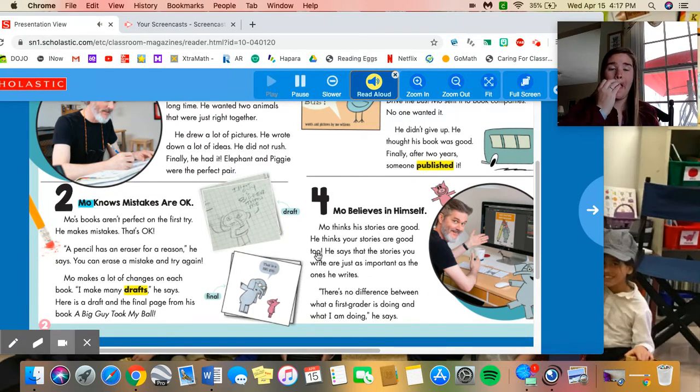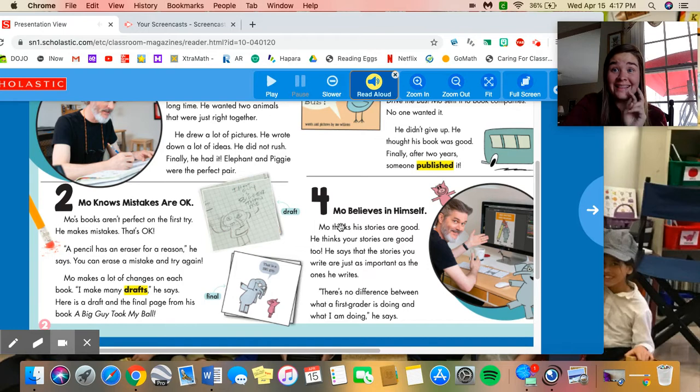2. Mo knows mistakes are okay. Mo's books aren't perfect on the first try. He makes mistakes. That's okay. A pencil has an eraser for a reason, he says. You can erase a mistake and try again. Mo makes a lot of changes on each book. I make many drafts, he says. Here is a draft and the final page from his book. A big guy took my ball.